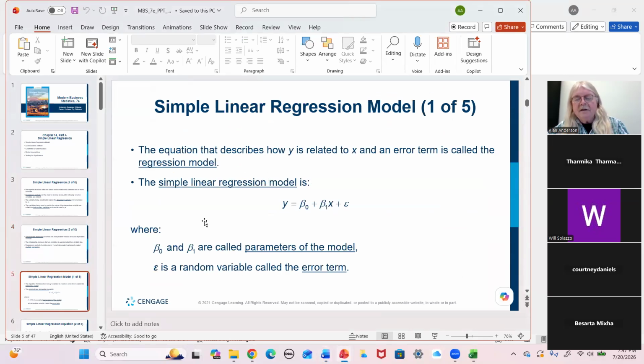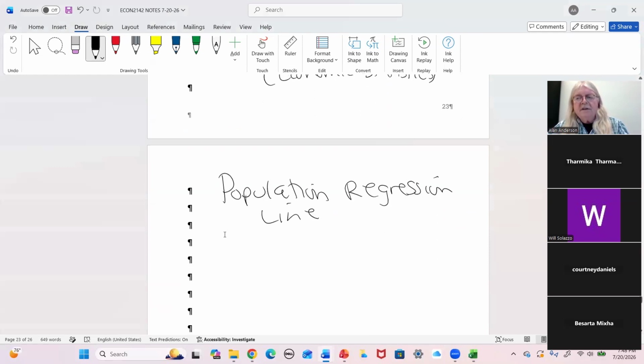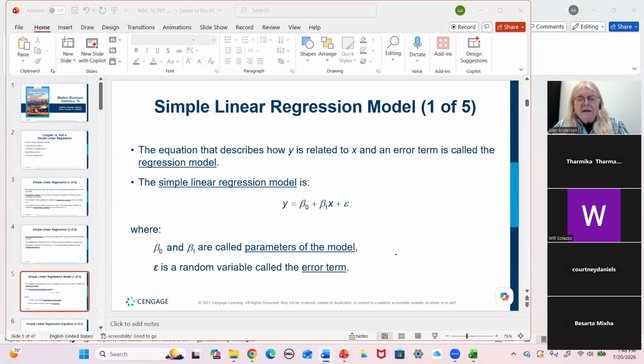Now you can see already it's starting to get scary. Look at this. So, what is this that you're looking at? This is called the population regression line. This is the line that would result if you had all the data in your population instead of a sample.